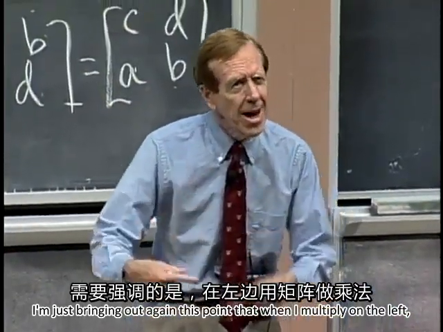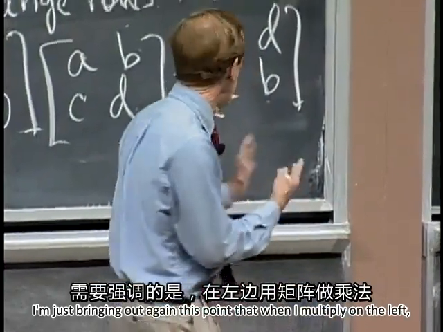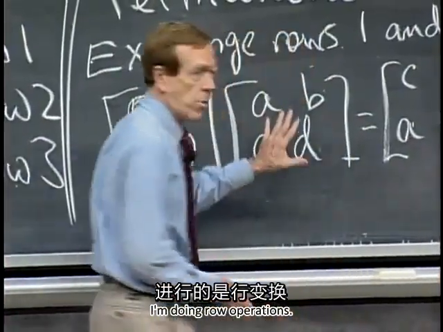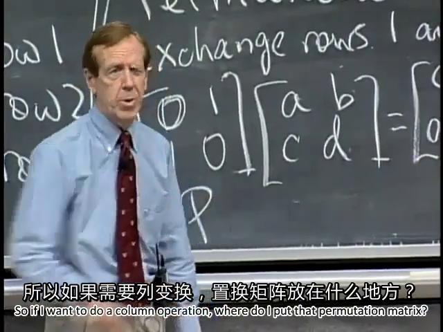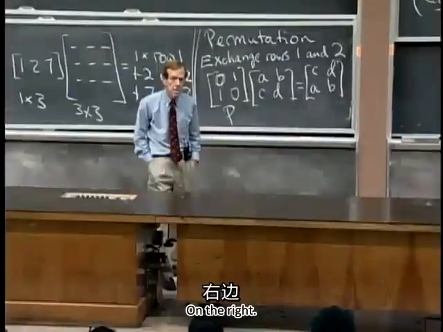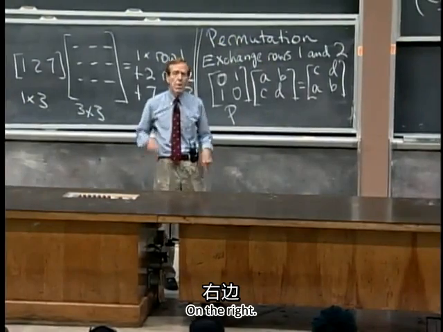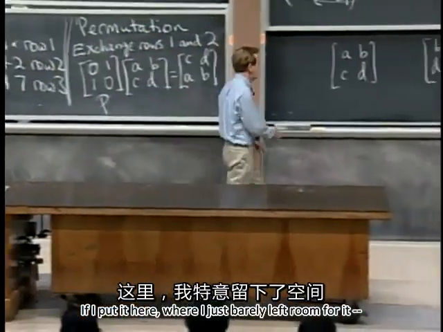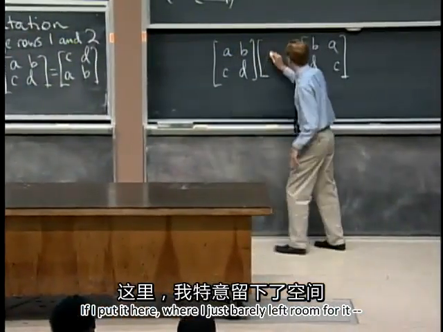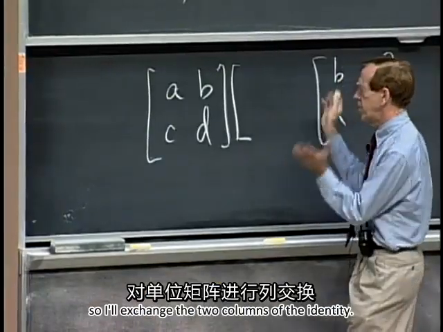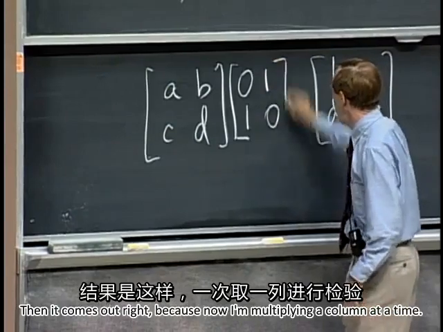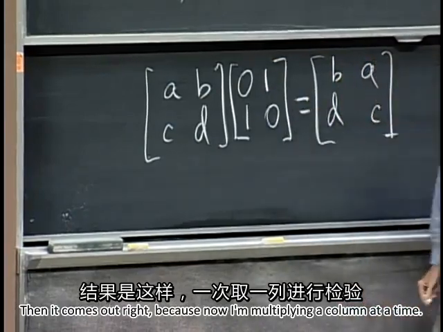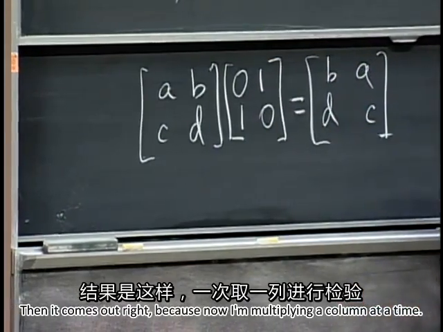So I'm just bringing out again this point that when I multiply on the left, I'm doing row operations. So if I want to do a column operation, where do I put that permutation matrix? On the right. If I put it here, where I just barely left room for it, so I'll exchange the two columns of the identity, then it comes out right.